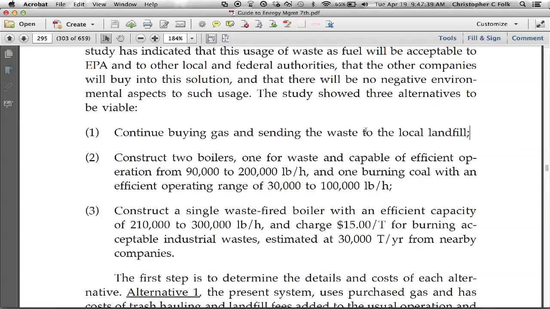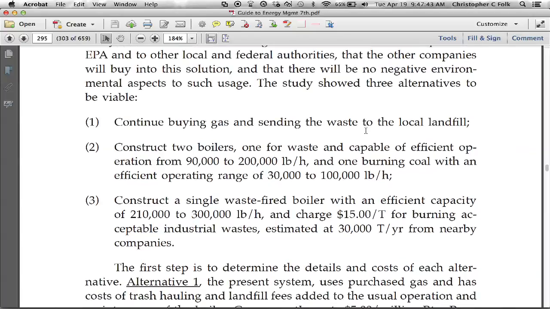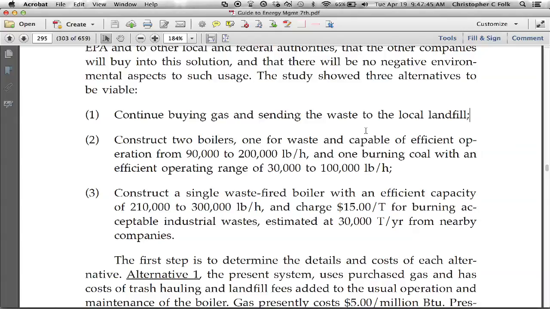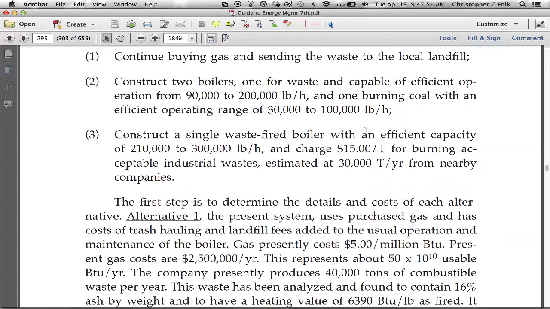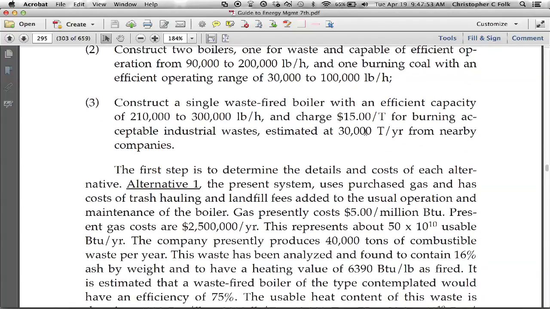But for the sake of this argument, or this example, what follows is the alternatives here. And it's explained fairly well here, I think. It explains the pros and cons of doing it one way or the other way, and what the different costs are.